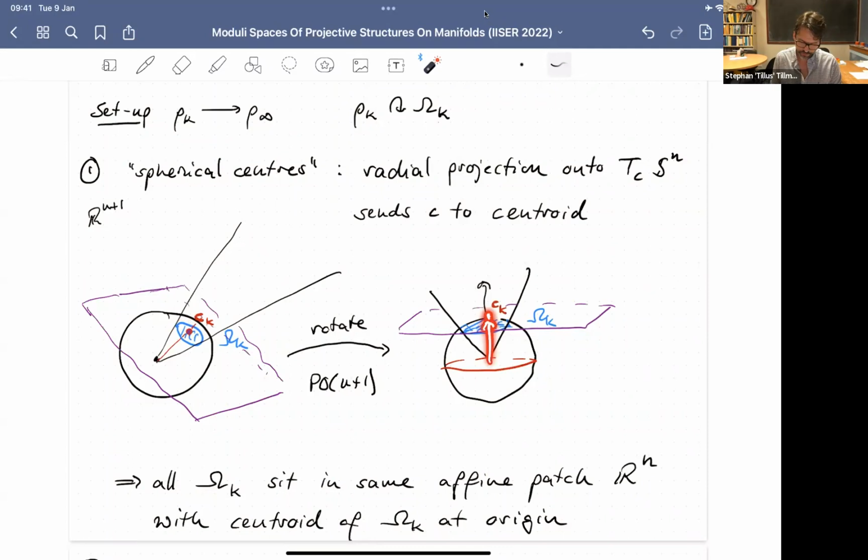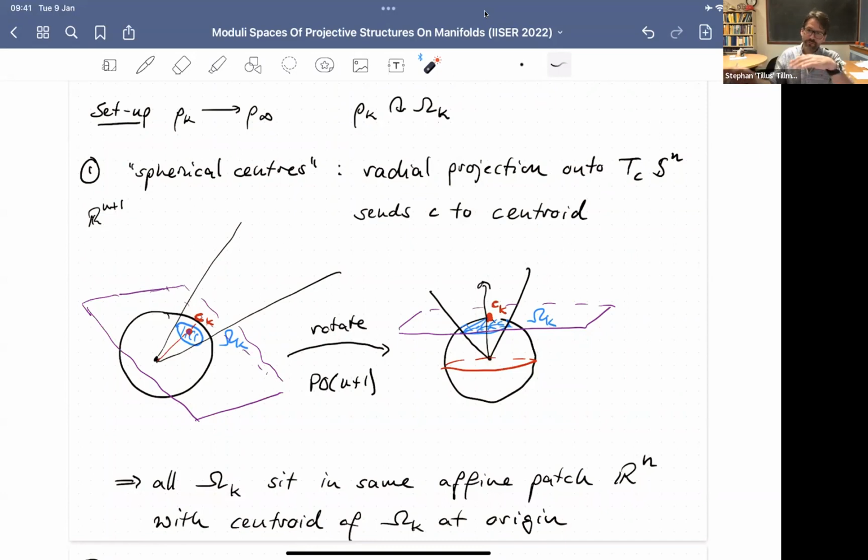Actually, I have no idea. I should have looked this up. Do you know what the centroid of India is? I also don't know it for Australia. Somewhere there will be. So the centroid ends up here.